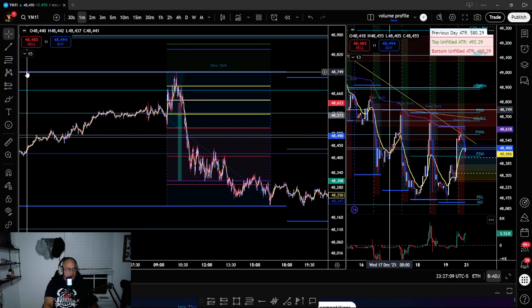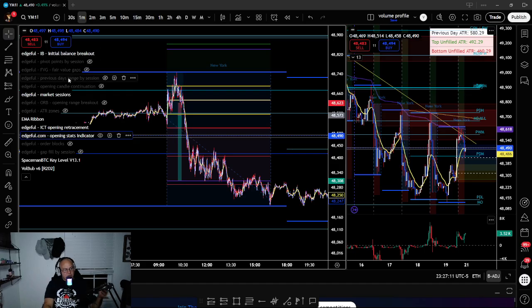And as far as the Edgeful indicators, I have a whole bunch of them listed up here because I have a couple of different trade strategies that I like to trade during the day at certain times for certain things. And I turn these indicators on and off as needed. Okay. But if you're a member of Edgeful, you also have access to the indicators.